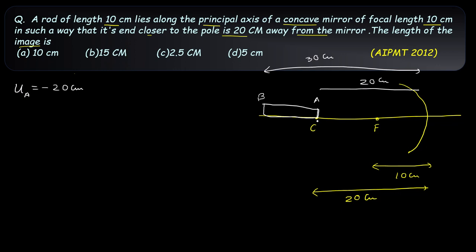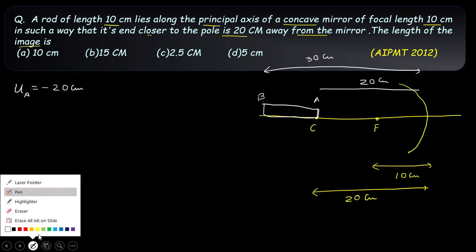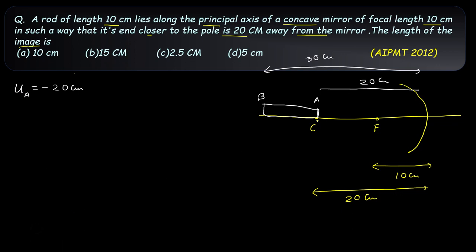Now whenever an object is placed at a distance equal to twice f, or whenever an object is placed at the center of curvature, the image will be formed at the center of curvature. So the image of this will be at the center of curvature only. Now where will be the image of this B? That is something that we have to find.